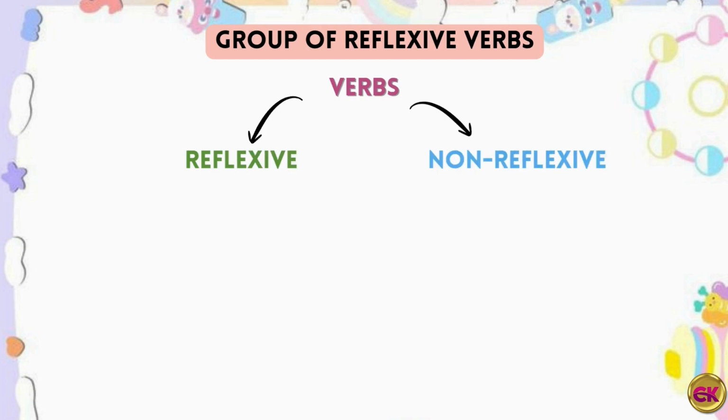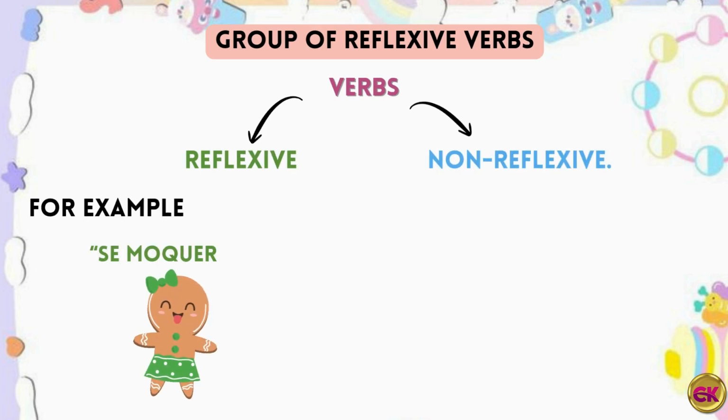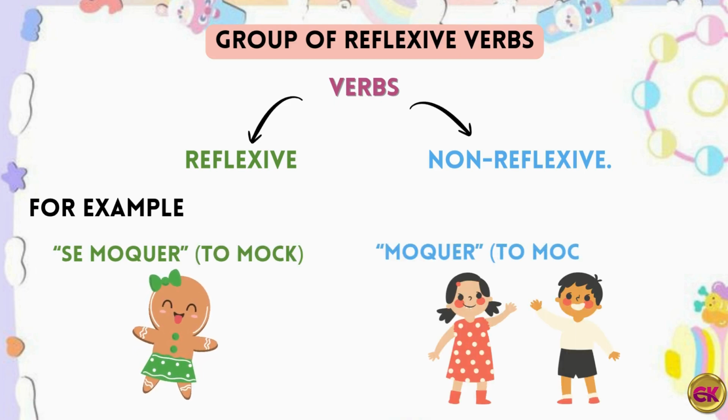Let's see what the groups of reflexive verbs are. Some verbs can be both reflexive and non-reflexive. For example, se moquer, which means to mock oneself. Moquer means to mock someone.